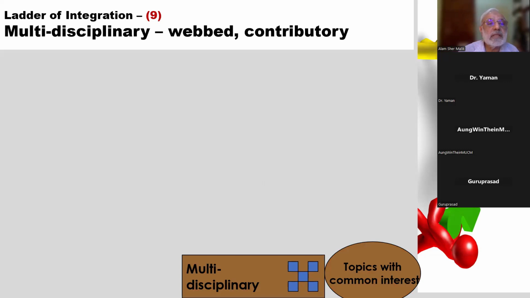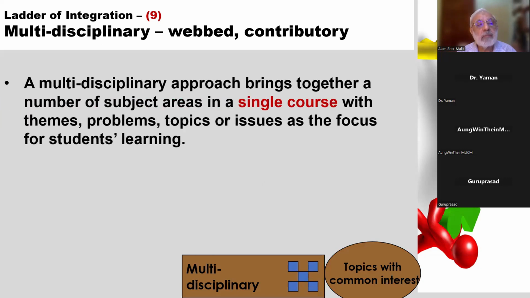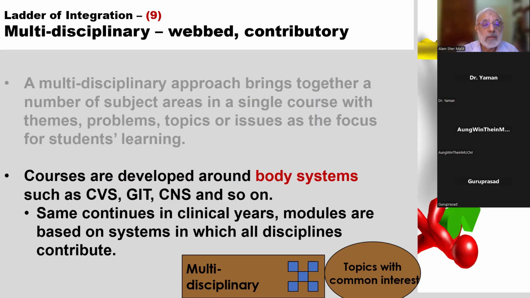Next is the level 9, which is multidisciplinary or webbed or contributory. And a multidisciplinary approach brings together a number of subject areas in a single course with themes, problems, topics, or issues as the focus of students. So this means that the major areas are all covered together like a single course under themes, under modules. Courses are developed around body systems such as cardiovascular system or gastrointestinal system, CNS system.